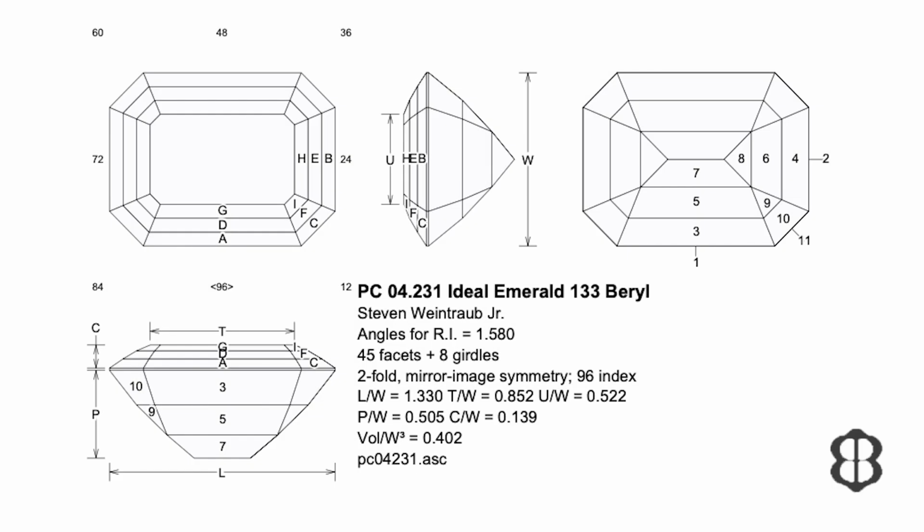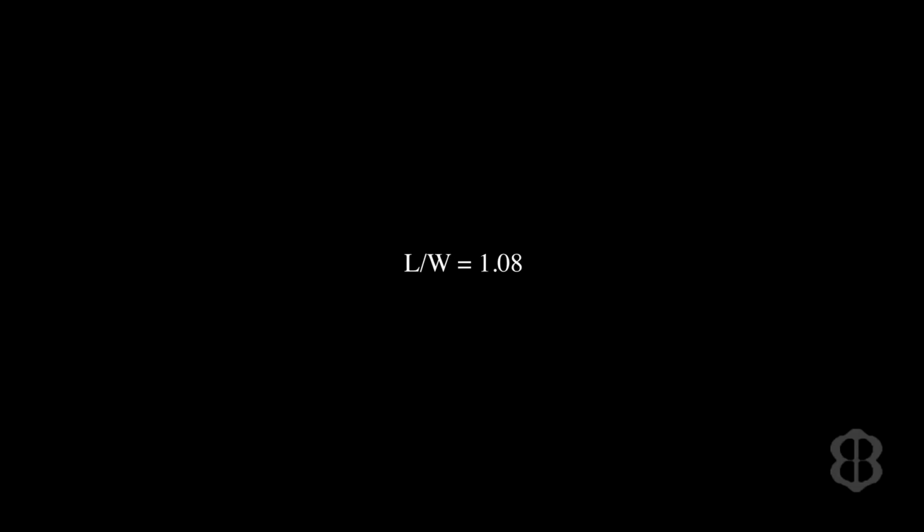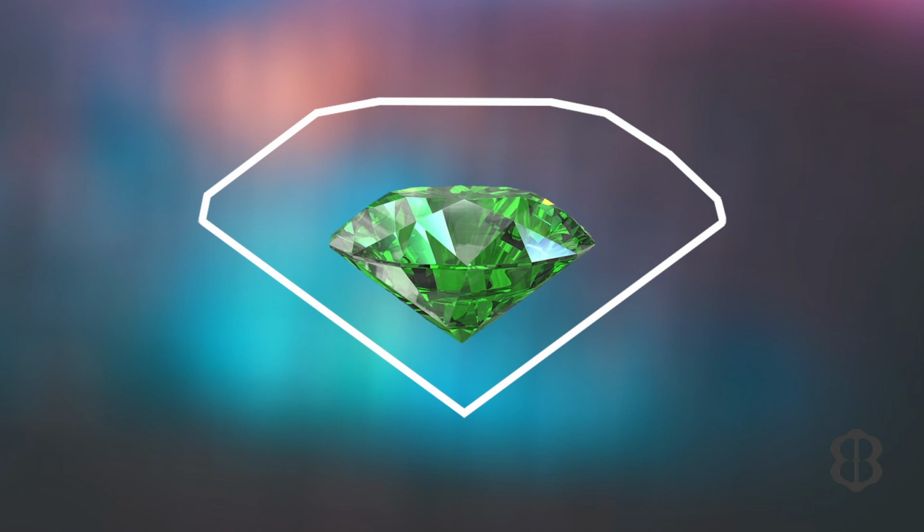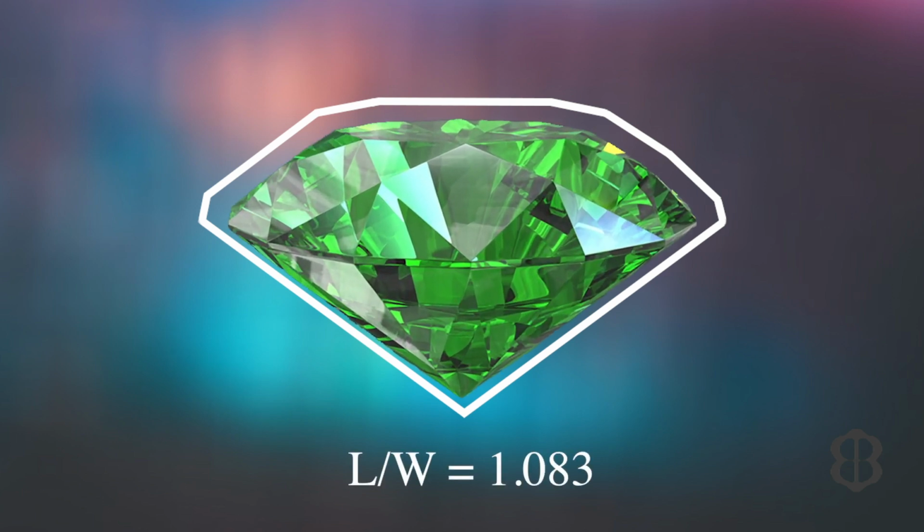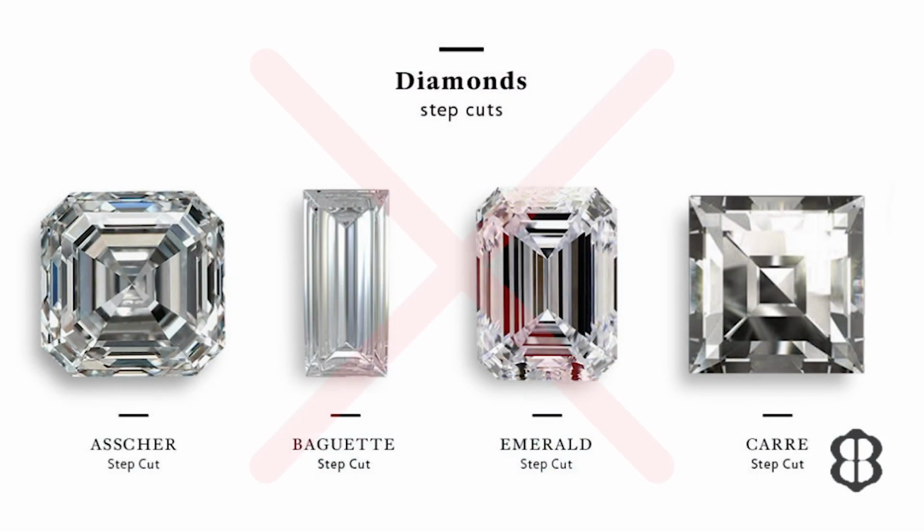So it's easy to find a gem faceting diagram to cut for a length to width ratio of 1.330. What about in our example here, where the length to width ratio is 1.08? I found one design available for a length to width ratio of 1.083. But it's not a step cut. So how do you get the design you want? In this case, a traditional emerald step cut design with a unique length to width ratio.